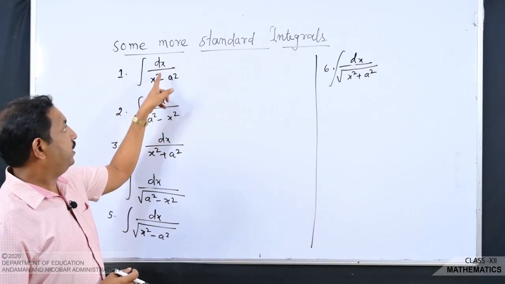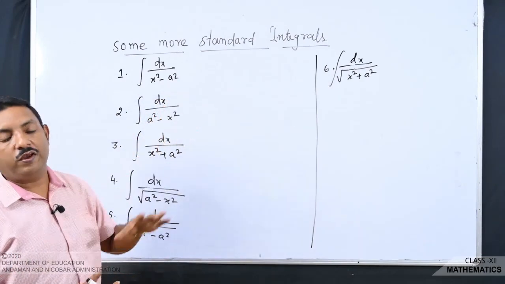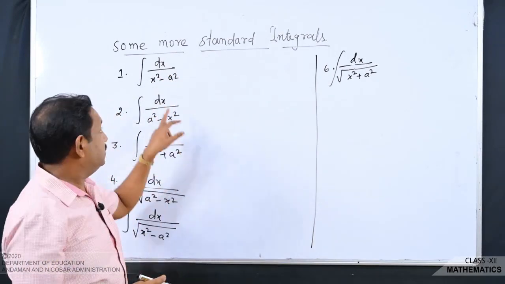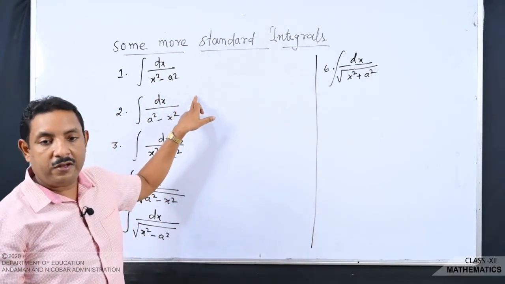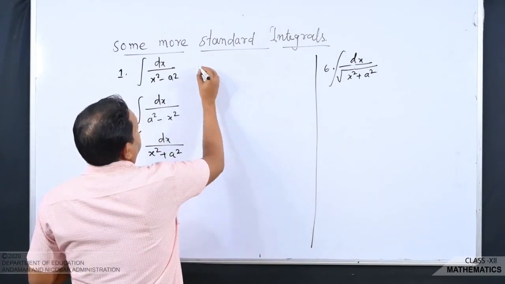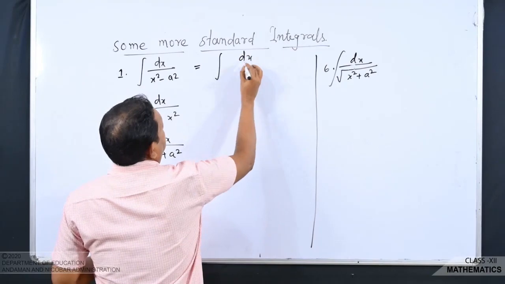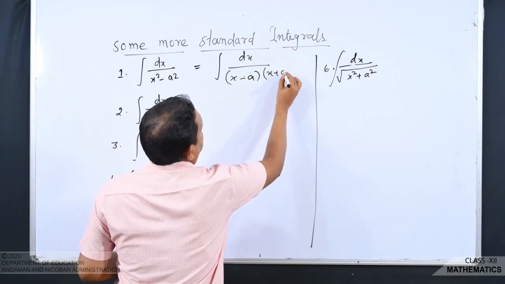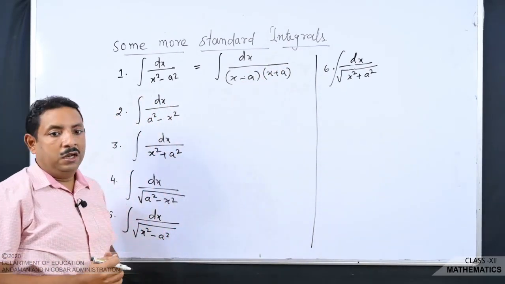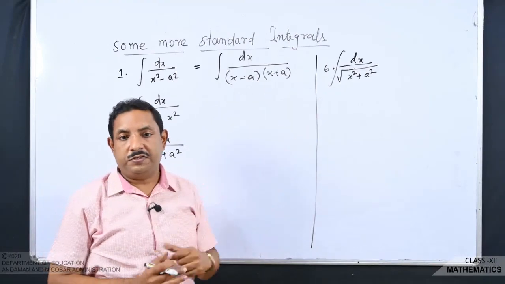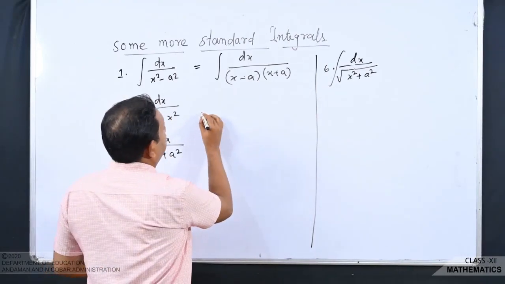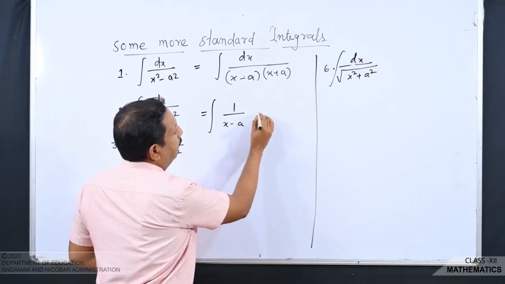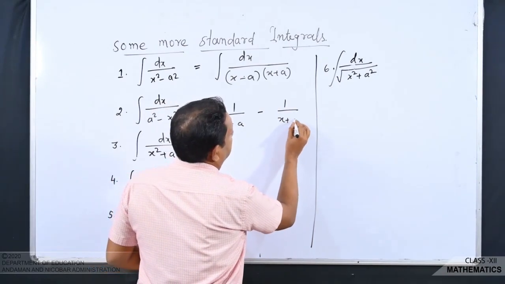Number 1, integration of dx by x square minus a square. See, x square minus a square, that means you can apply a square minus b square form here. So you can write it as integration of dx upon x minus a into x plus a. Now I want to make two separate terms. Let's see how we can make it. I write simply 1 upon x minus a minus 1 upon x plus a.